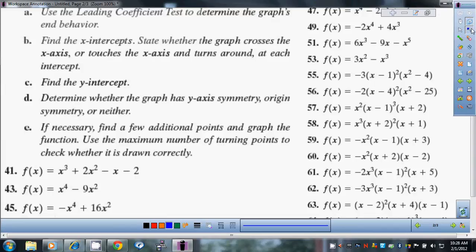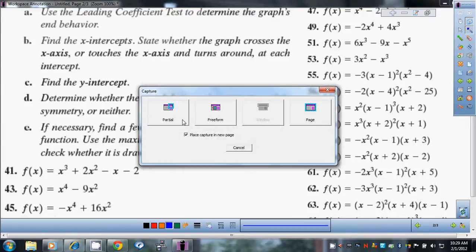We're going to find the end behavior. We're going to find the x-intercepts. We're going to find the y-intercept. We'll talk about the symmetry. We might not do that every time, but we'll talk about it. And then we'll graph it as accurately as we can. E basically says we're just going to graph it. All right. So let's just go back to 41 and work on graphing this thing.